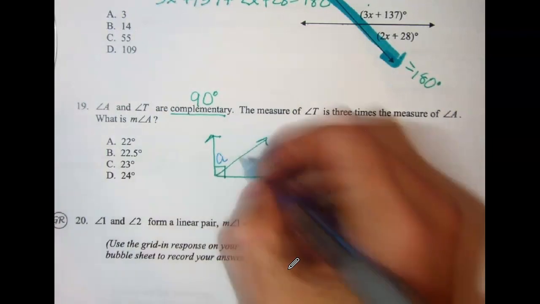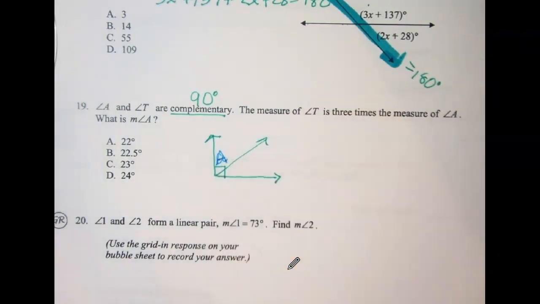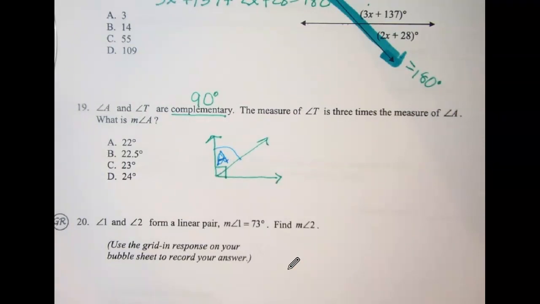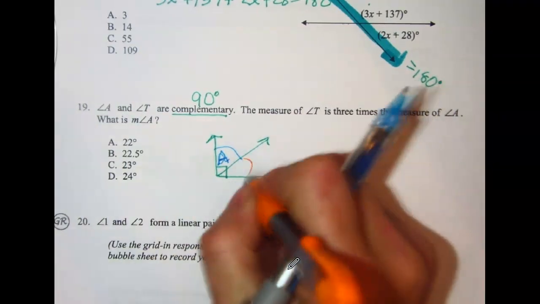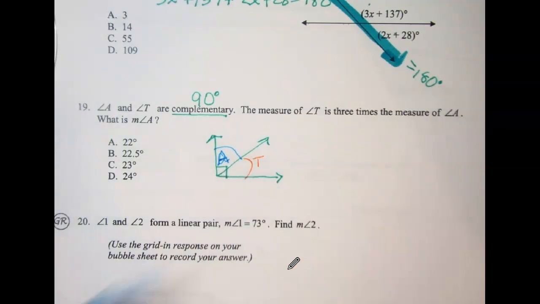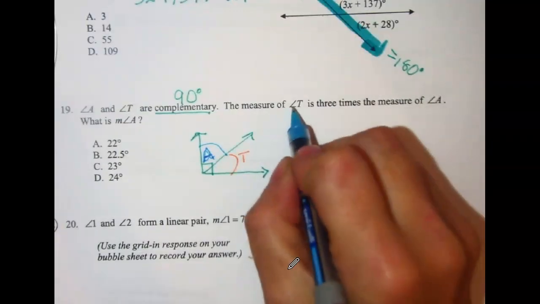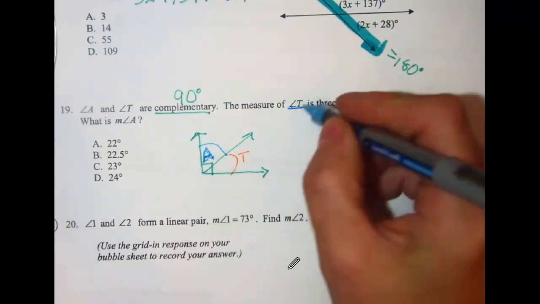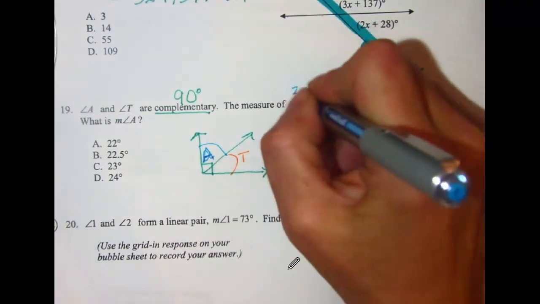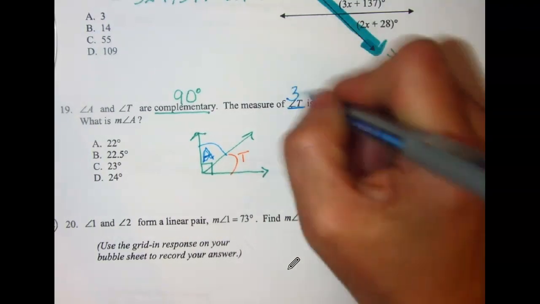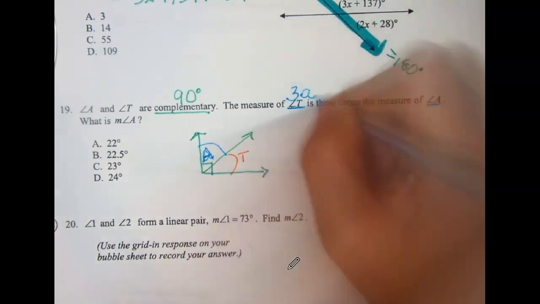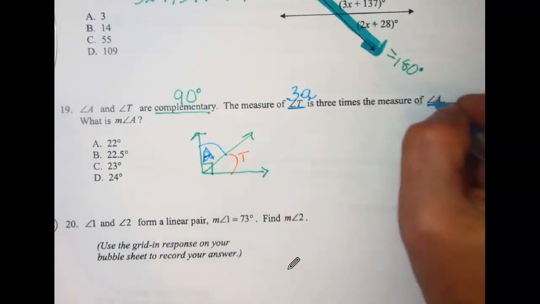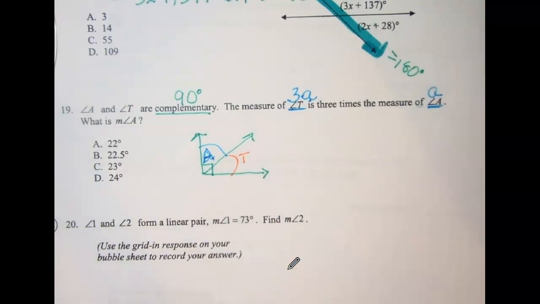There's the measure of A. Oh, it's a capital A. I should use that. That's going to be half. And the measure of T, that's the other half. It says that the measure of T is 3 times the measure of A. So T is 3 times A. So we write that as 3A. And we'll just use A as a regular A.